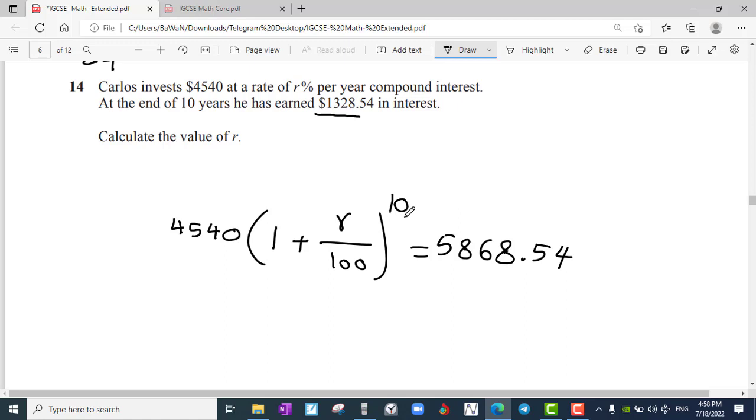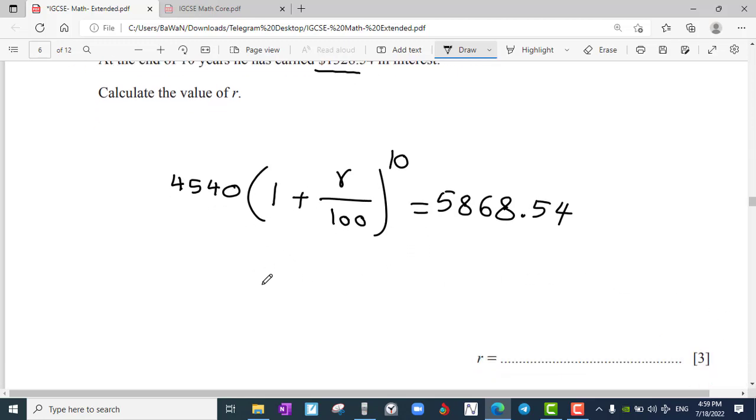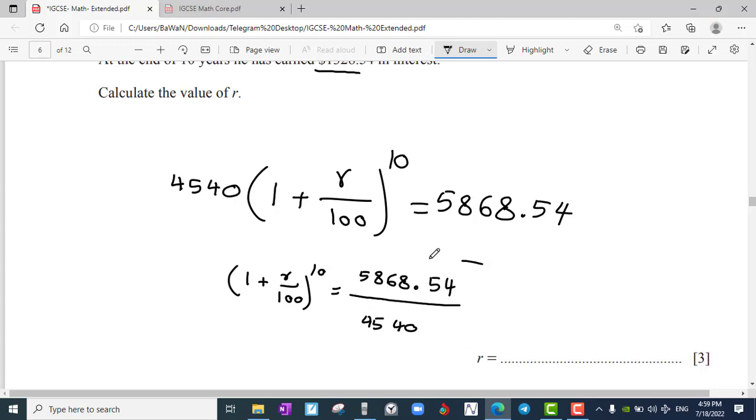Okay, now to get rid of this 4540, we divide this side by this number. So 1 plus R over 100 power 10 is equal to, for now let's just write 5868.54 over 4540. Now we take the root, 10th root, at this side.